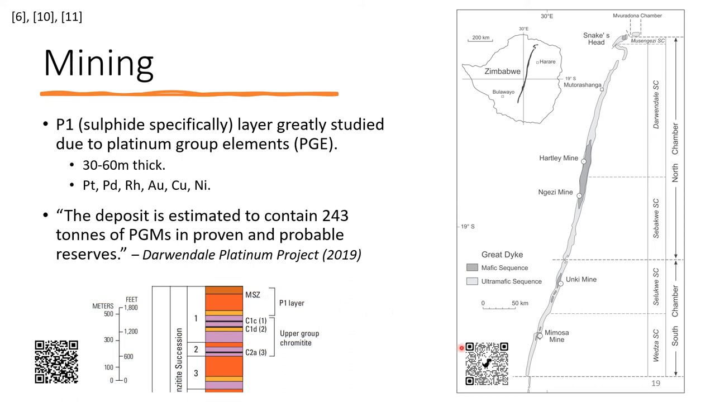This map on the right shows some mines that have been established along the Great Dyke. One problem they have encountered is not high enough grade of these platinum group elements in order to economically and efficiently process the ore. The problem, however, isn't a lack of minerals and elements there to extract, and I just included this quote from 2019 to show that. It says, "The deposit is estimated to contain 243 tons of platinum group elements in proven and probable reserves."